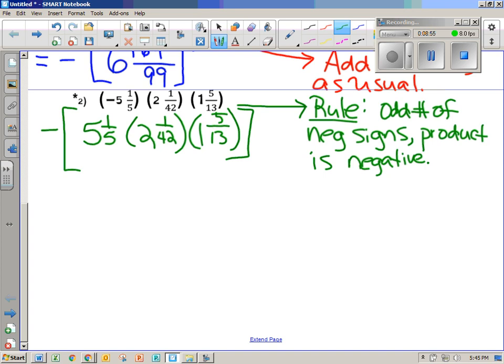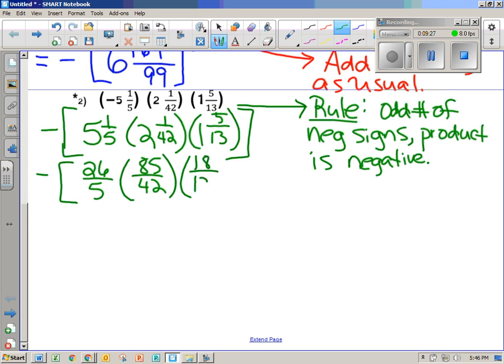Now we'll convert everything to improper. I'm going to have to try to write just a little bit smaller. So let's do it. Everything is improper. We're supposed to already know how to do this, so I'll just say it rather quickly. But 5 times 5 plus 1, that gives us 26/5. When we convert here, we get 84 plus 1, 85 over 42. And 13 plus 5, we get 18 over 13.